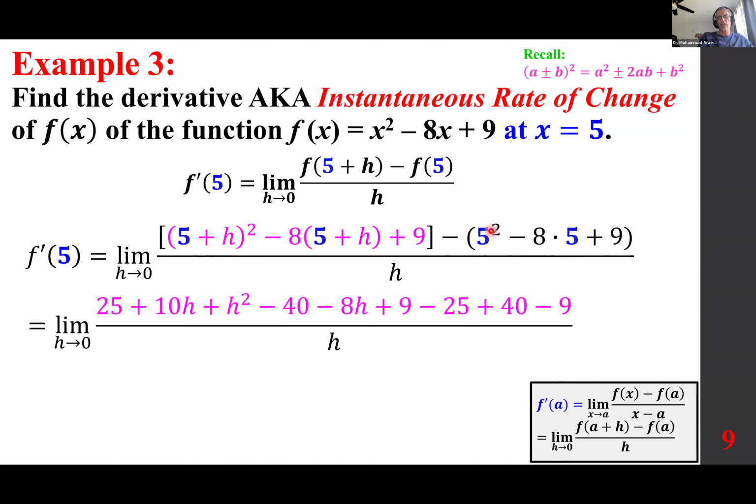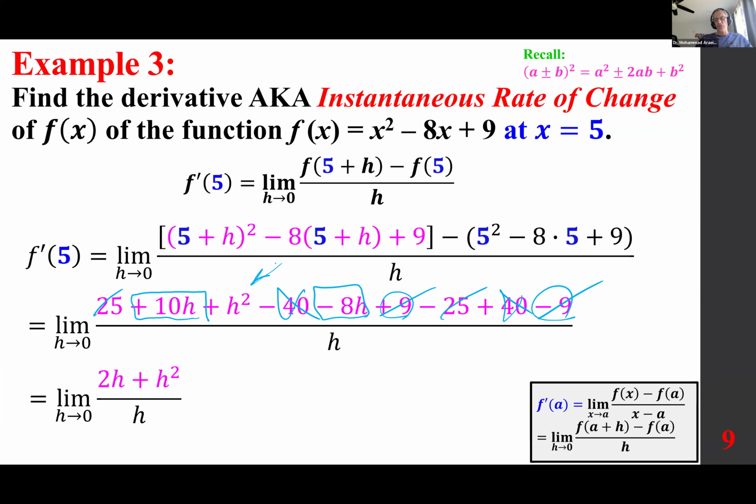The reason I didn't simplify what's inside the parentheses is because this one cancels out this. Negative 40 cancels out positive 40. 9, negative 9. So it makes it very nice and easy. So the numerator is left with 10h minus 8h, which is 2h, plus h squared.